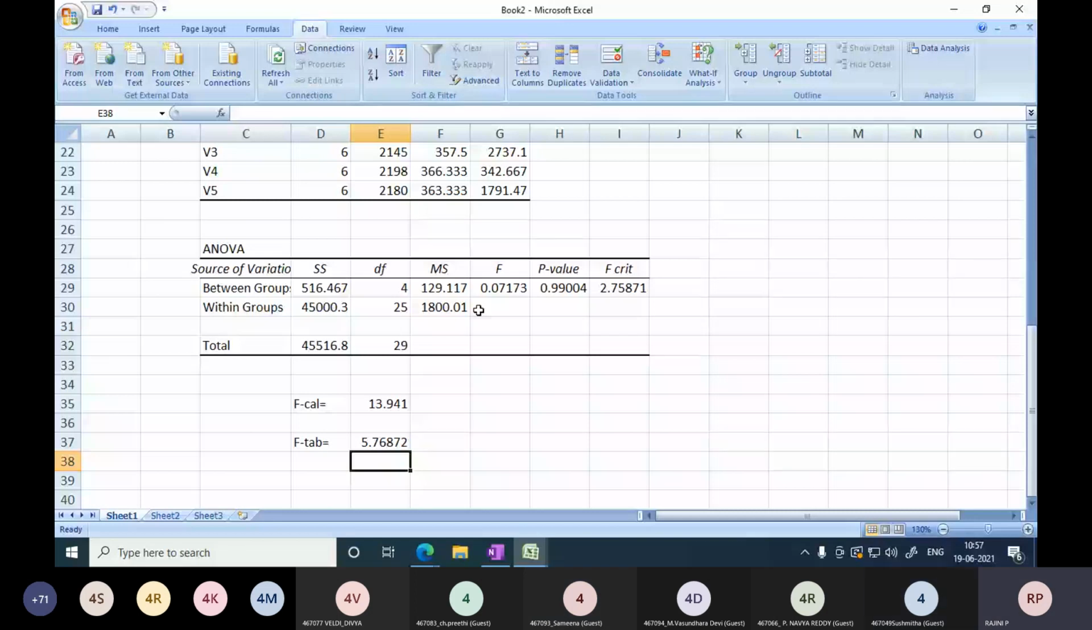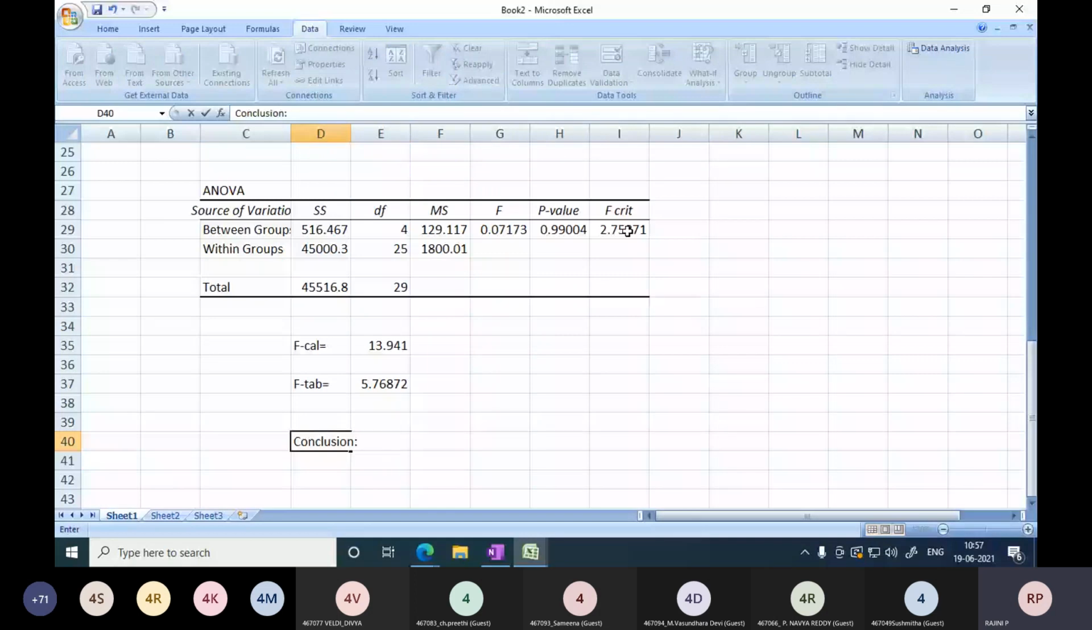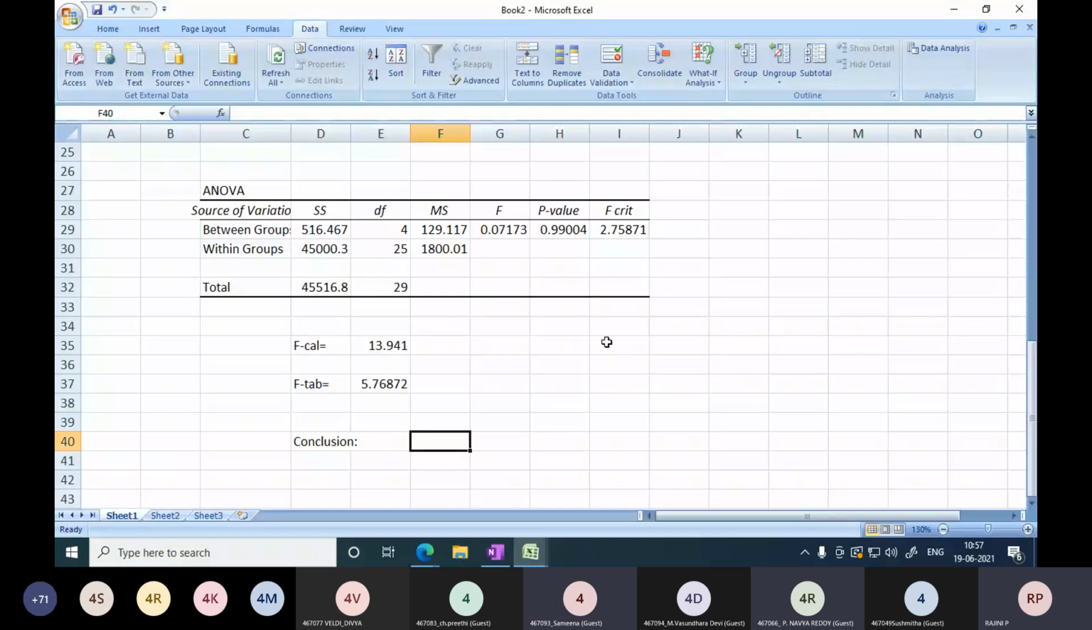After this, give the conclusion. If it is more than one, you can use this F value, and F critical means the F table value, and directly do the comparison of these two. But whenever you have an F value less than one, then you need to do the calculation of calculated and tabulated values. Is it clear?